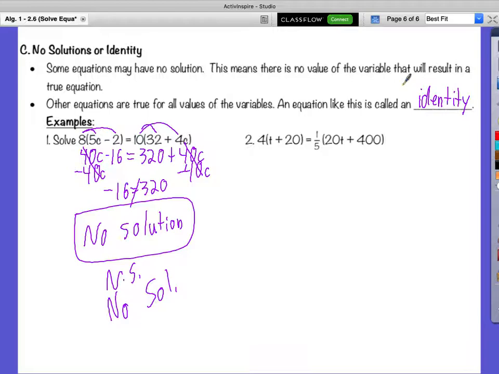On the second one here, what are we going to do? Distributing again. Hannah, what's 4 times t? 4t. Okay, what's 4 times 20? 80. Now here, we're going to take 1/5 times 20t and 1/5 times 400. This might be a little bit difficult to do in our head. 1/5 times 20t, we can do it off to the side. Think of this as 20 over 1. Does 5 go into 20? How many times? 4. So it becomes 4t.